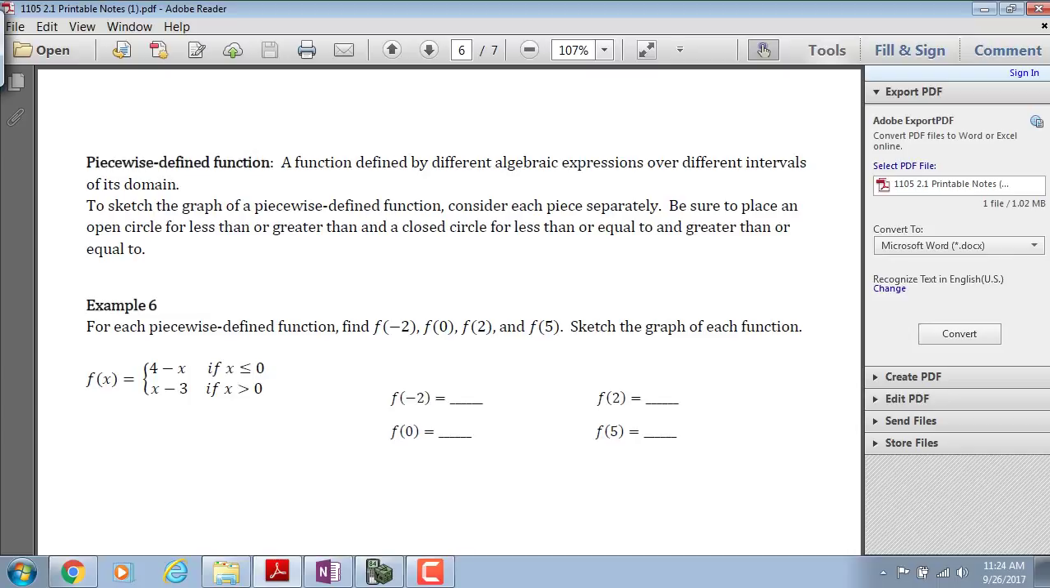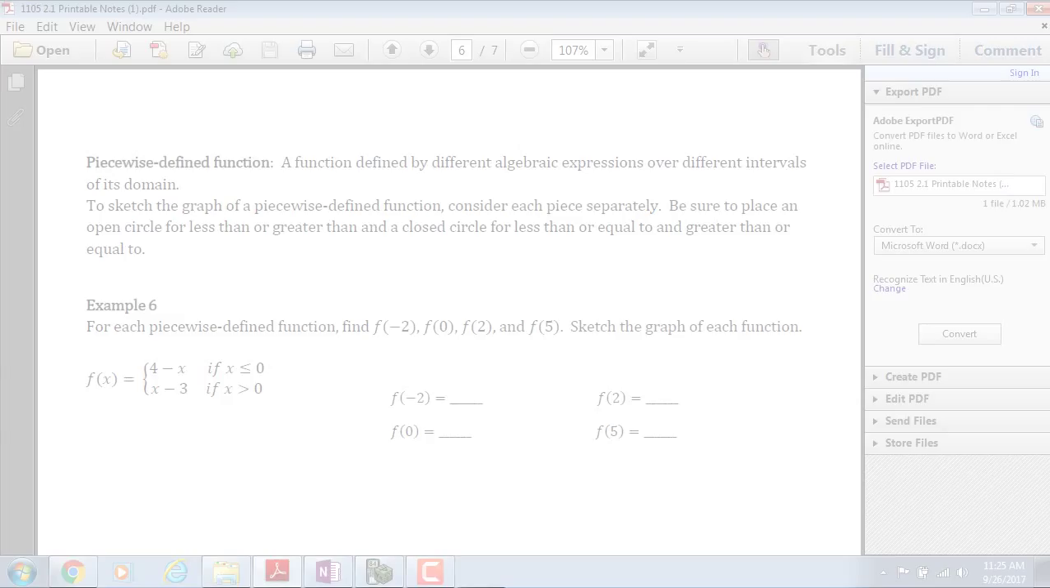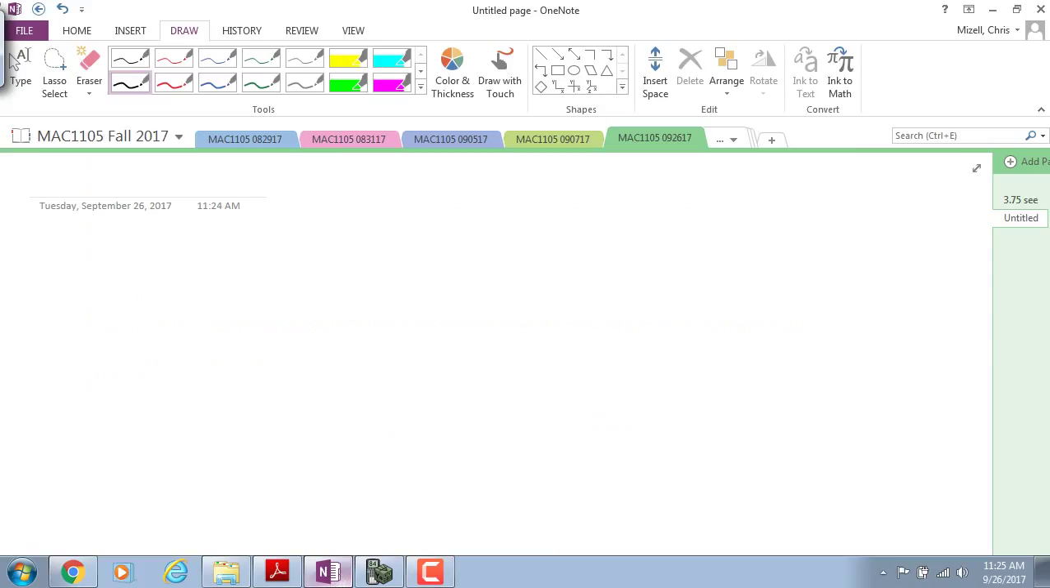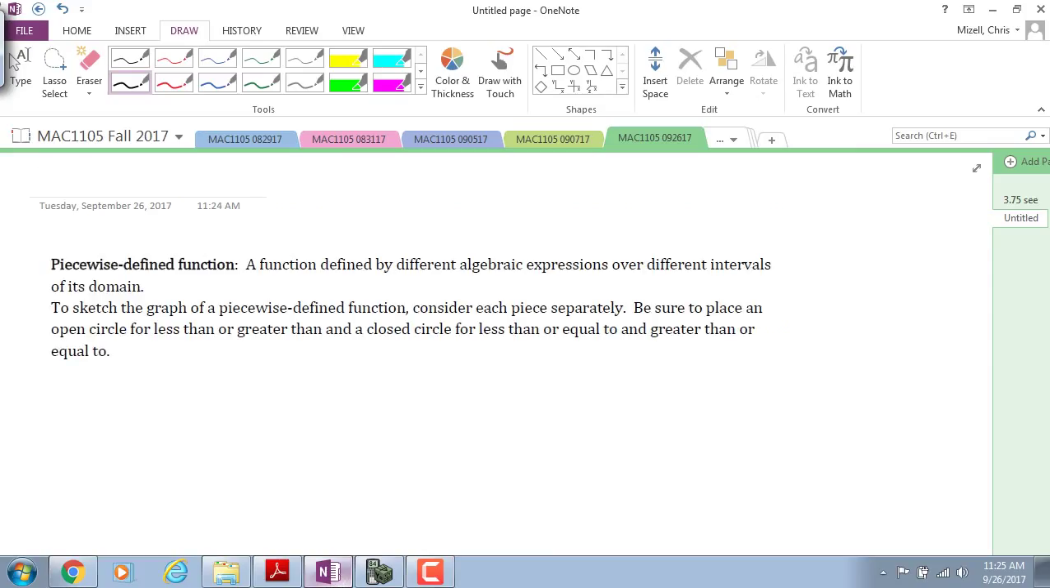Still in section 2.1, piecewise defined functions. From the student perspective, I've got to believe that piecewise defined functions must seem like just an effort by math instructors, maybe the math department or the establishment in general, to take something that's not all that difficult and just make it more difficult, maybe unnecessarily so.